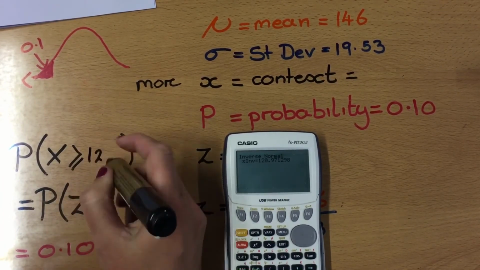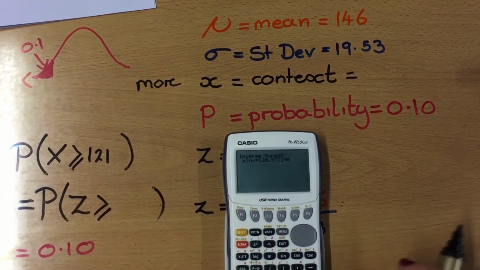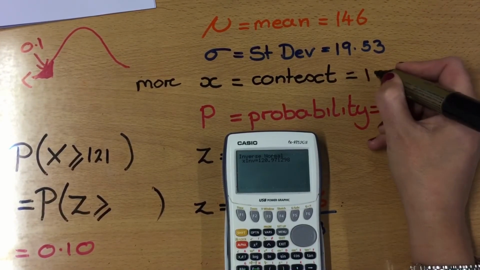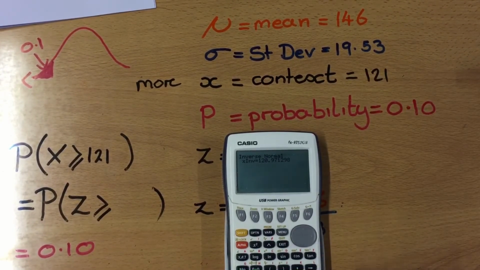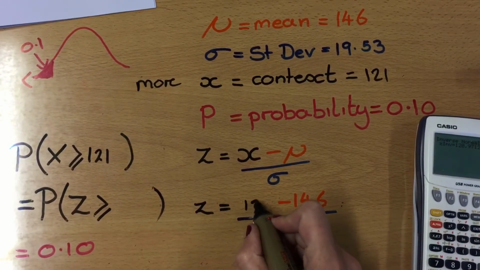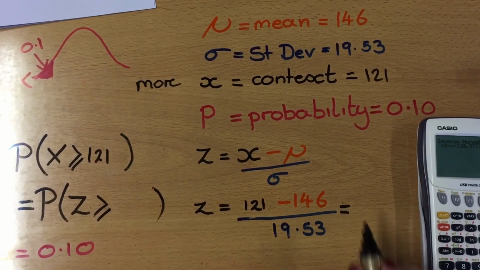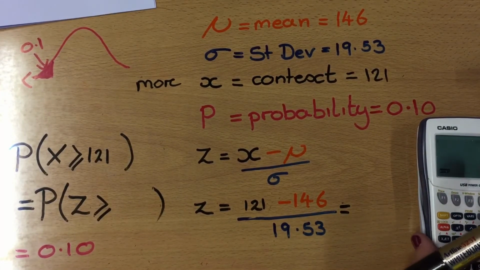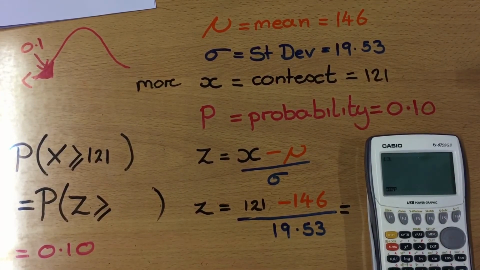Actually, 121 is more sensible, which means we now know our number in context. That means we can put it in here and work out a value of z. So we've got 121, take away 146, divided by 19, which gives 0.35.